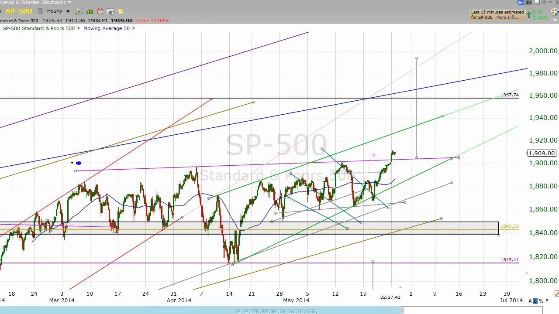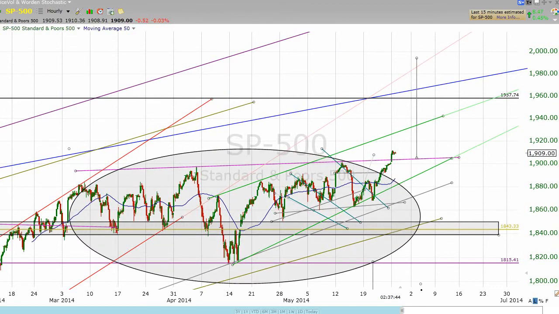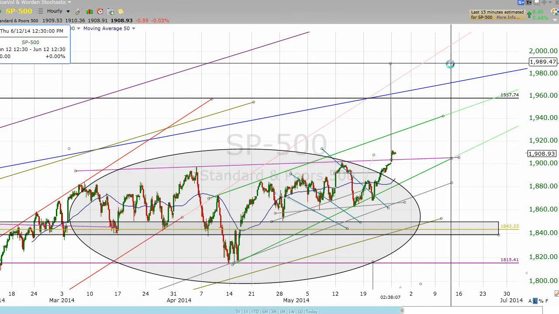this entire 13-week period that's in this oval as an inverted head and shoulders continuation pattern. We can now get our target. We measure the depth of the head, and I think we've got that nailed pretty good. Then we put it on the point of the breakout, and we've got a target of roughly 1990.